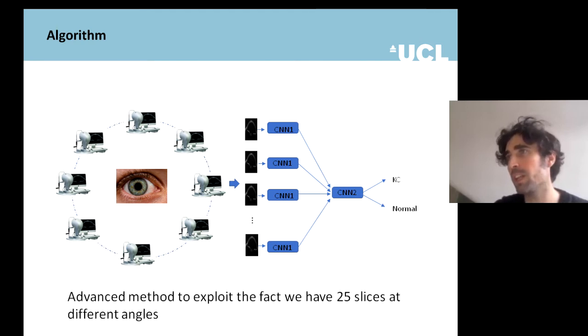I'm going to use a fairly advanced technique to do this. I feed my 25 images into 25 individual neural networks, combine the results, put them into another neural network, and then out the other side comes a classification result, for example, keratoconus or normal.